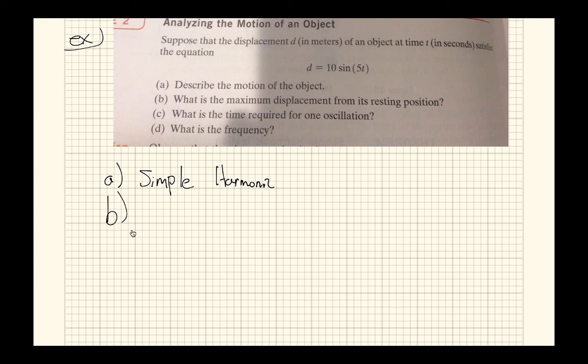All right. Part B. What is the maximum displacement from its resting position? Maximum displacement is just the amplitude. We can see here that A is going to be 10, so this is 10.